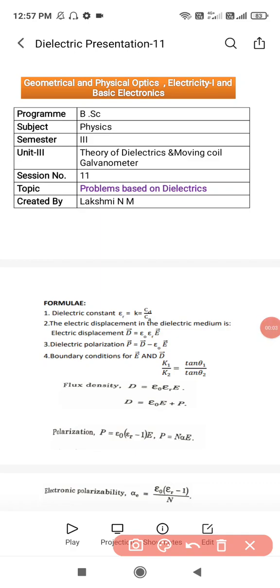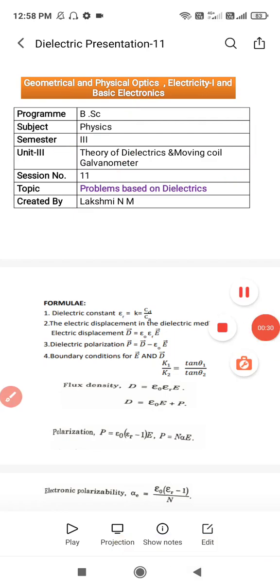Welcome once again. BSc third semester, paper name Geometrical and Physical Optics, Electricity 1 and Basic Electronics. In this paper, in unit 3, Theory of Dielectrics and Moving Coil Galvanometer, in session 11, we have to study problems based on dielectrics. So now we see some of the formulas, a list of formulas.